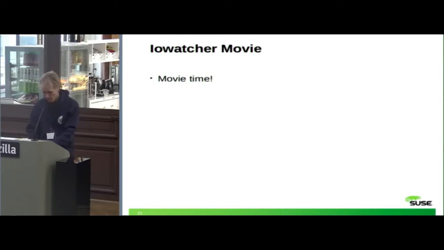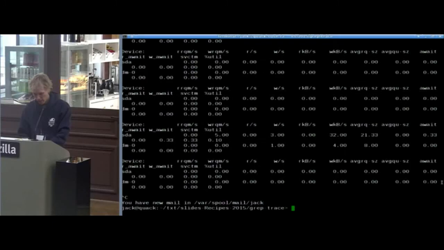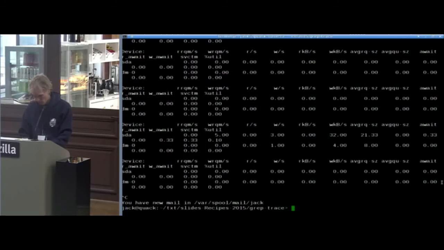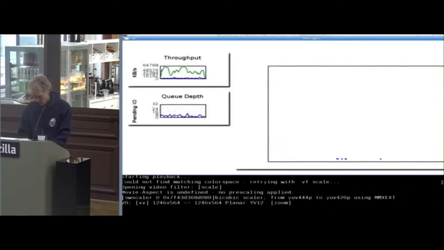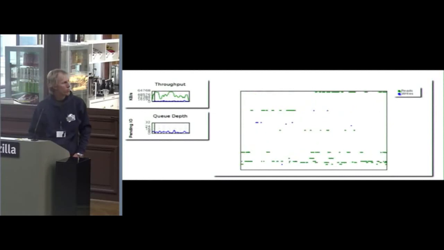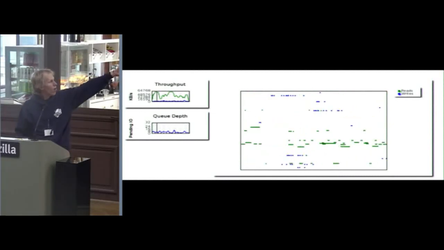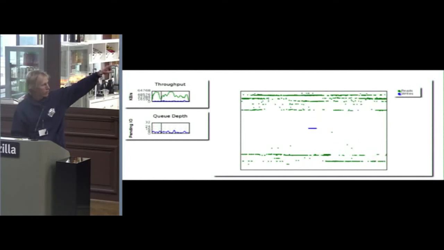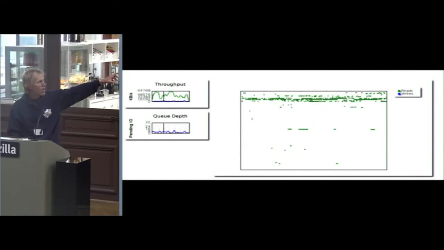Now, movie time. iowatcher can also generate movies. So this is the movie iowatcher can generate. On the left, you can see the throughput and the queue depth. I think we can choose different graphs there as well.